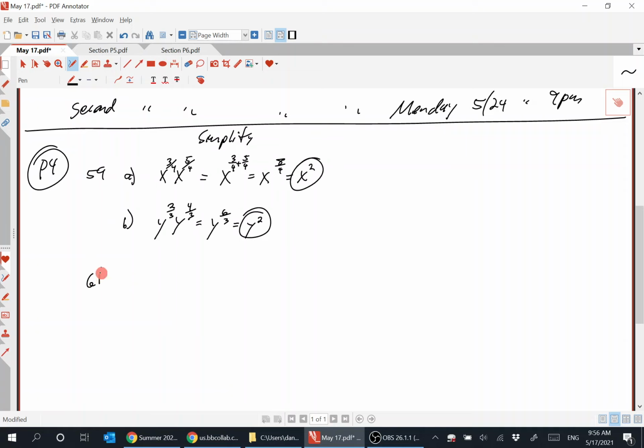So 61a, w to the 4/3. Wait, sir, I have a question. Sure. So on B, it says y 3/3 and y 4/3? Y to the 2/3. Oh, 2/3. Okay, sorry, I couldn't read that. My bad. Sorry. Thank you.